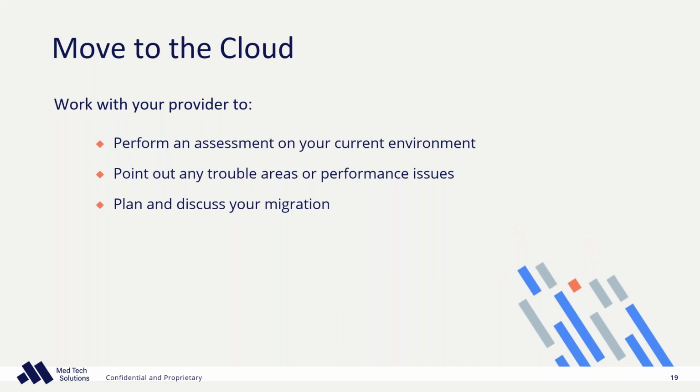And the other topic on that is, point out any trouble areas or performance issues that you're currently having today in your environment. Whether you're on premise or in another cloud environment, if you're having performance issues, let your cloud provider know before the migration actually starts, and preferably even before the quoting process has happened, because they might do an assessment on your environment and say, oh yeah, your database server needs a lot more resources than what is currently allocated. And that could affect your cloud hosting costs as well when you're going through that decision-making process.